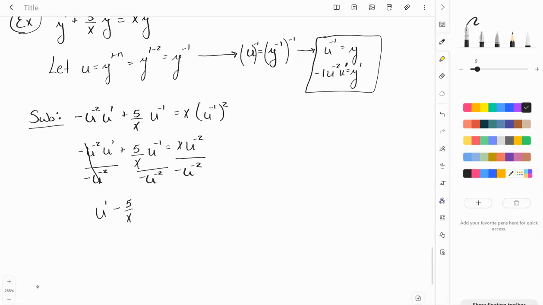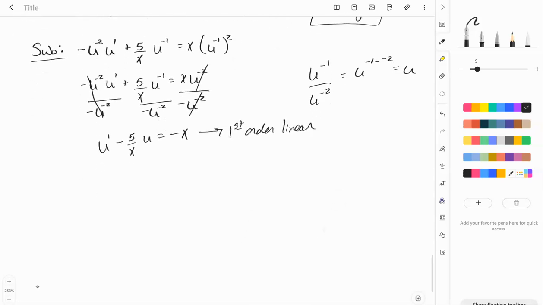And then to reduce these, remember it's top exponent minus bottom exponent, and we're going to get a u there. And then we're going to have a negative equals negative x here. Those are going to cancel. So this guy is first order linear. So let's use our technique. Integrating factor.